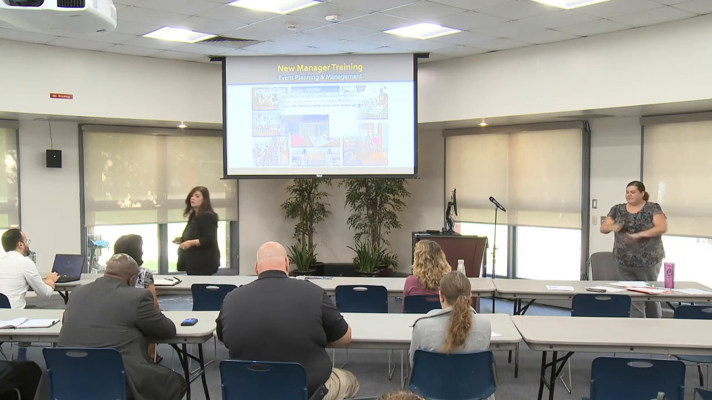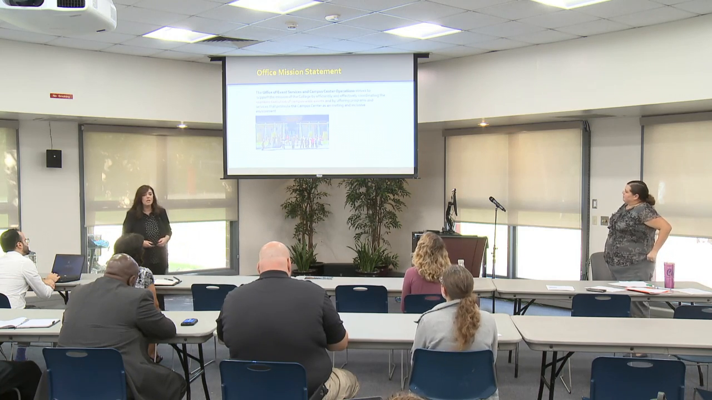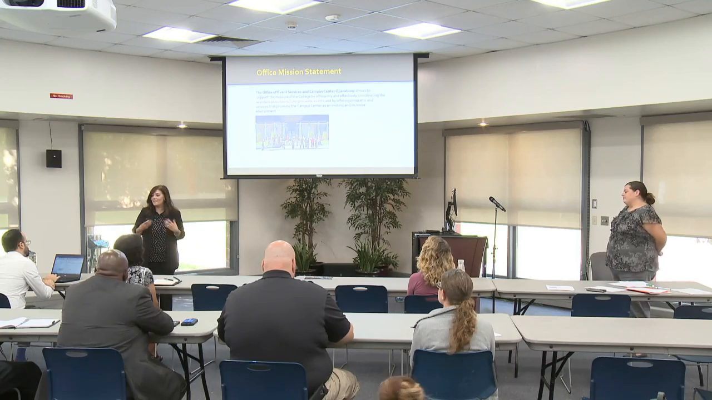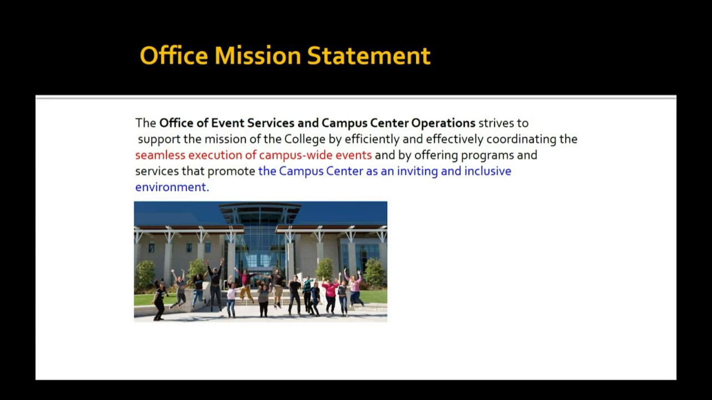Okay, so I'm just going to start by telling you a little bit about our office. Our office actually has two major functions. We oversee the campus center. We want to create an inclusive, inviting environment for the campus community. And then we have the responsibility of the events world and everything that goes into creating safe events that are scheduled in an efficient way.